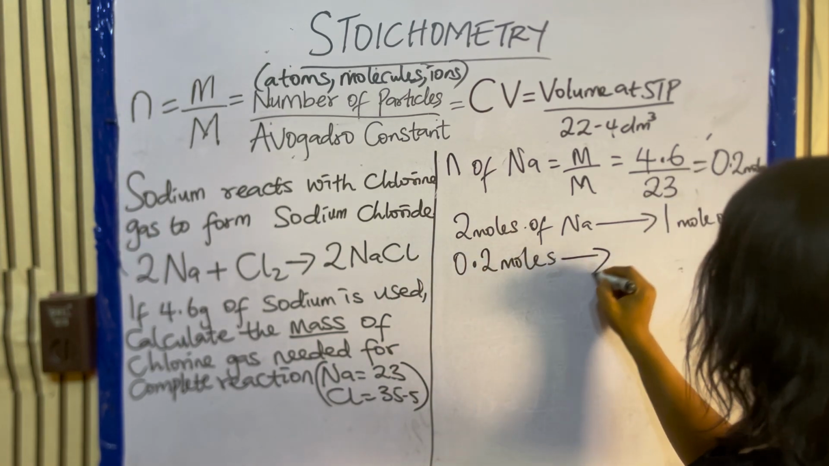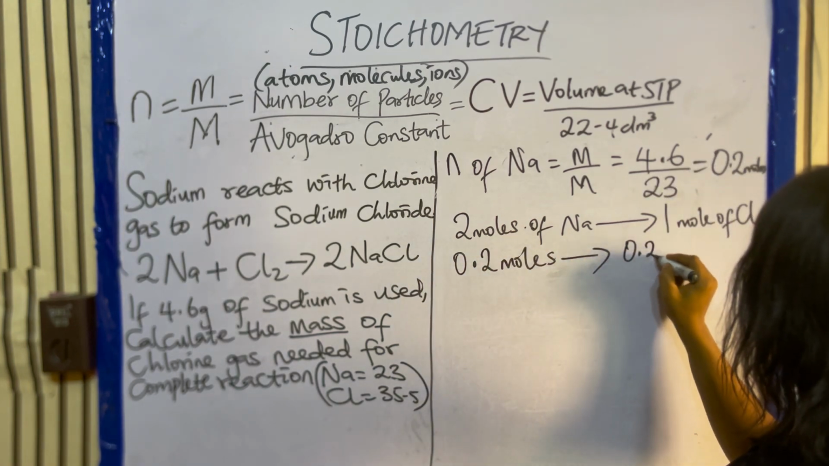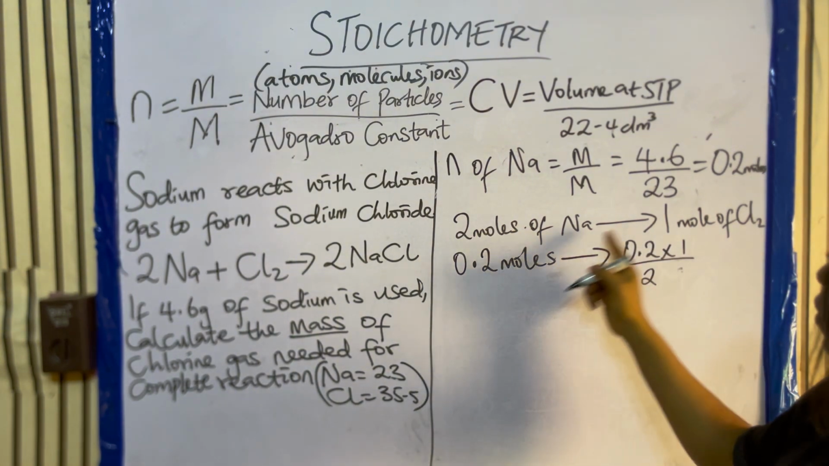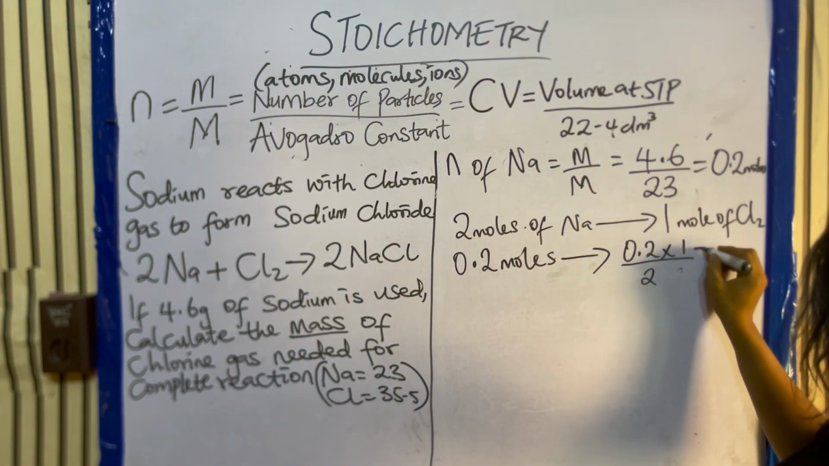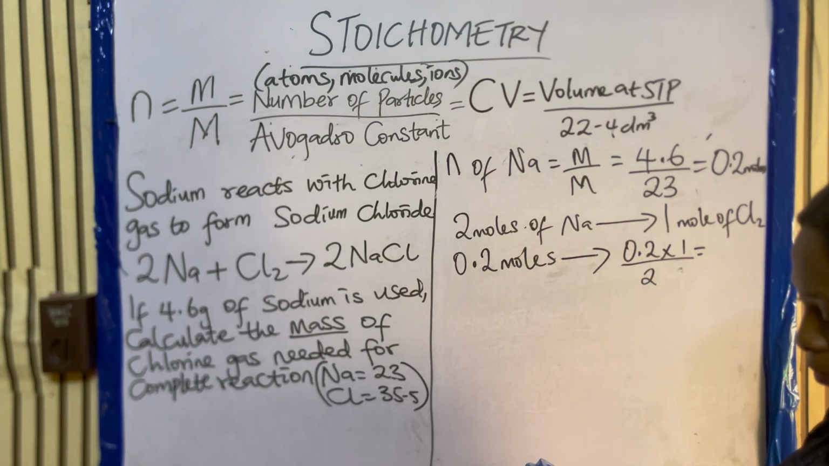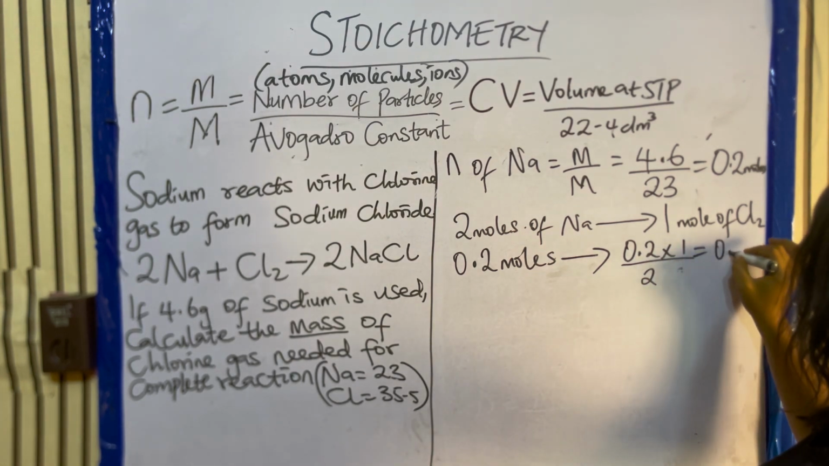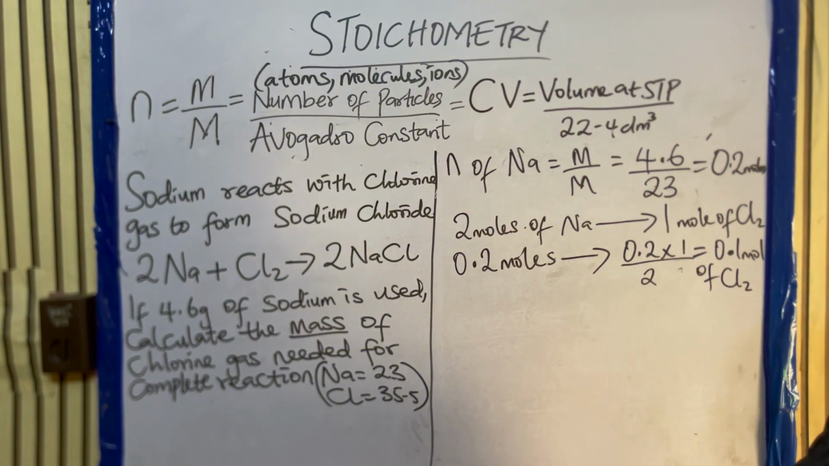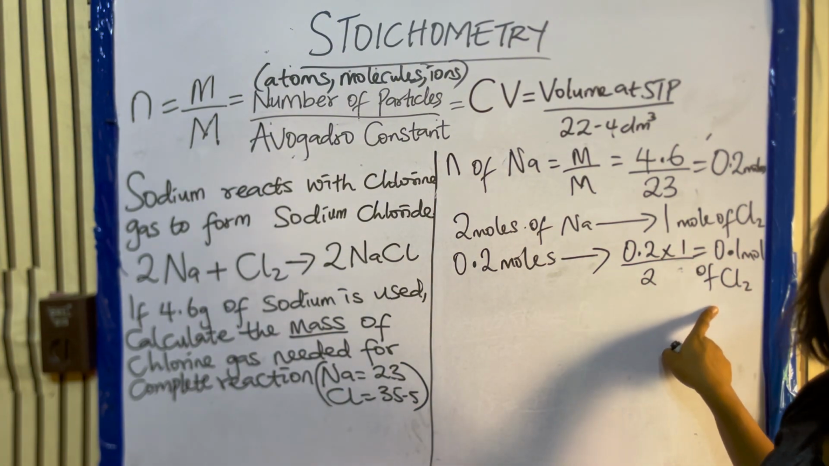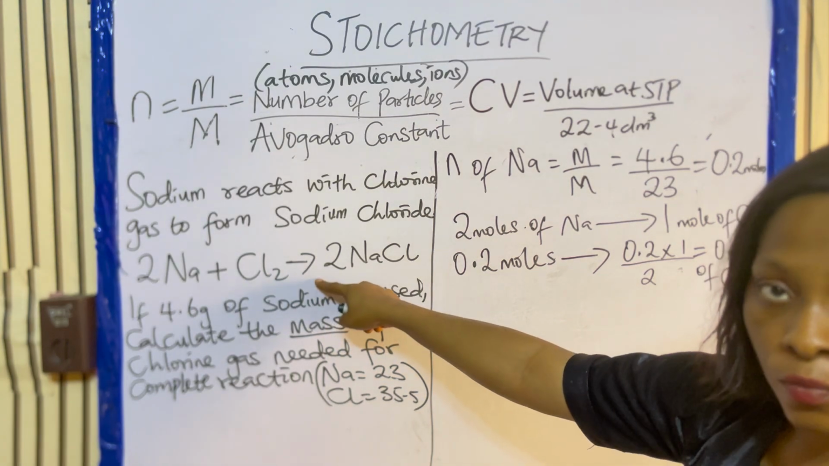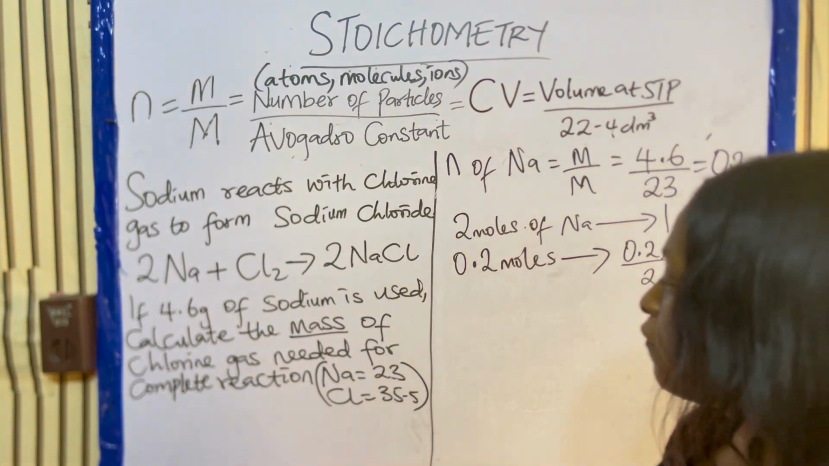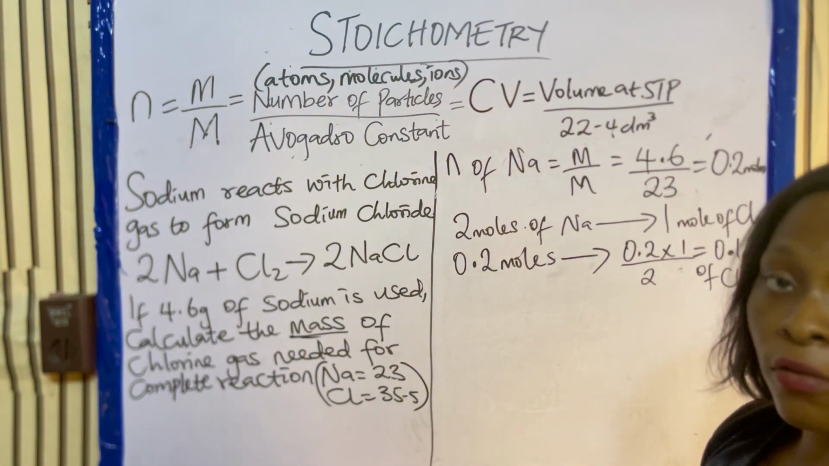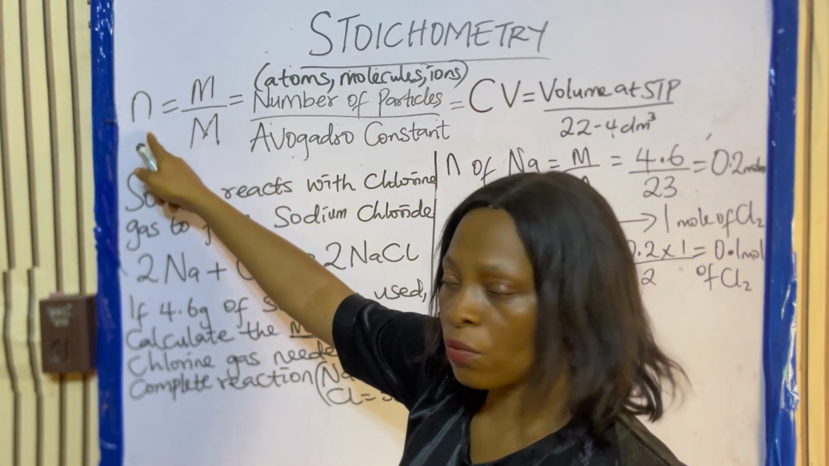So 0.2 moles of sodium will now give us 0.2 times 1 divided by 2. So this times this divided by this. So you have that 0.2 divided by 2, that will give us 0.1 mole of chlorine gas. Now this is the mole of chlorine gas that was used according to this equation. But the question says that we should find the mass of chlorine gas. So finding the mass of chlorine gas will take us back to this equation.